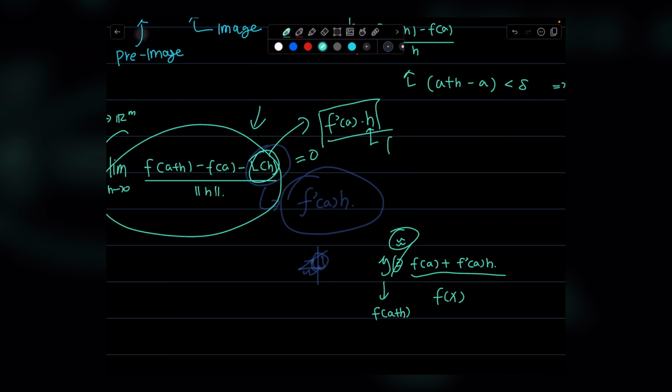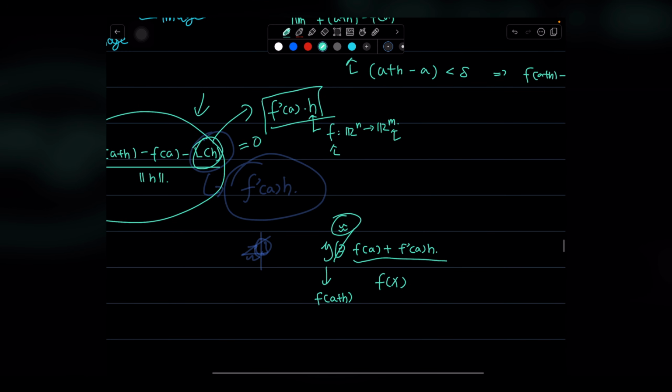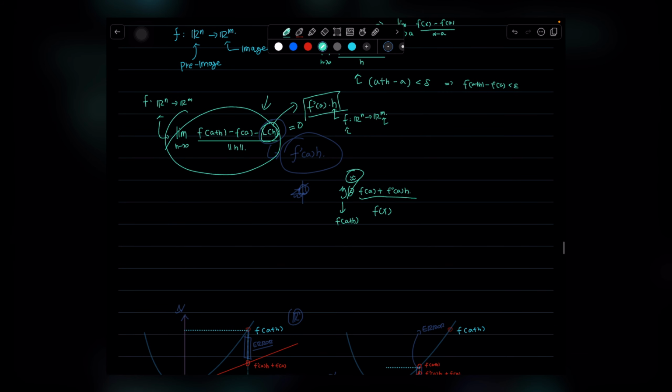pre-image. We say the pre-image is the input of a mapping, which is a function. We let it be an n-dimensional input, and we can map it to m dimensions. It could be higher, it could be lower, but if we say the derivative exists, then it is differentiable.